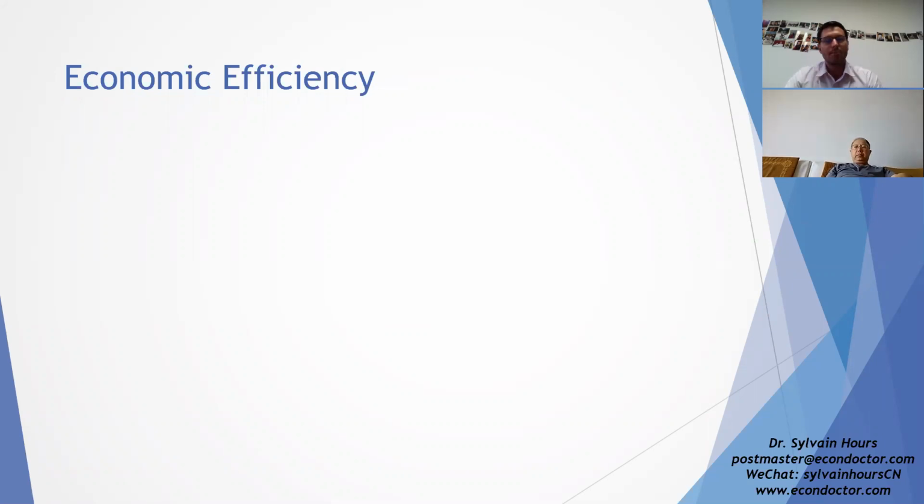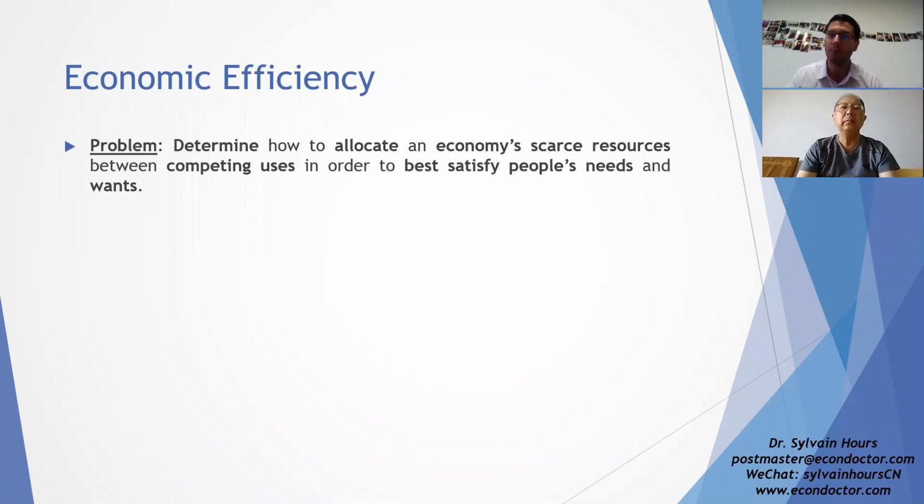So now that students might have a pretty good intuition about what efficiency is, it's time to give some definitions. And in my opinion, the best way to start is to go back to the basic economic problem. Because efficiency really is about a solution to the basic economic problem. We have a problem, which is to determine how we allocate our scarce resources between competing uses. We can use our time to collect coconuts or to catch fish. These are competing uses in order to best satisfy people's needs and wants.